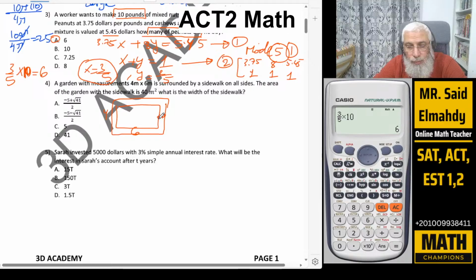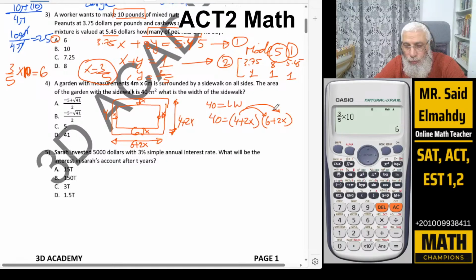So let's make this width X, X, X, X. So this is 4 plus 2x, and this is 6 plus 2x, x here and x here. So area 40 equals length multiply width, and this is 4 plus 2x multiply 6 plus 2x.